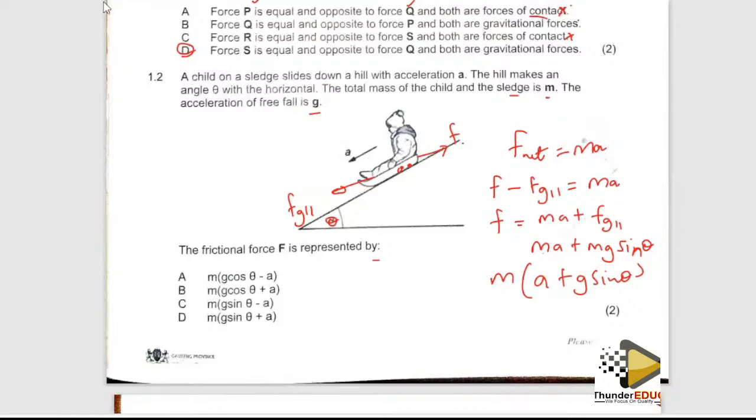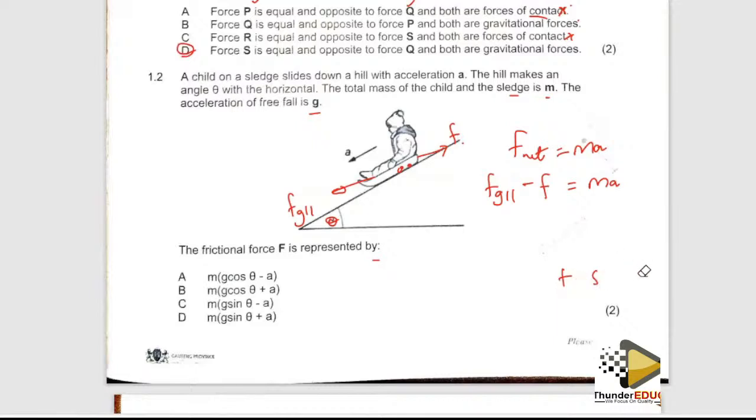Whoa. Just a moment. Something is not adding up here. Since the boy is sliding down, which means the F_g parallel must be bigger. But is that going to change a thing? It will change quite a lot. Let's see.